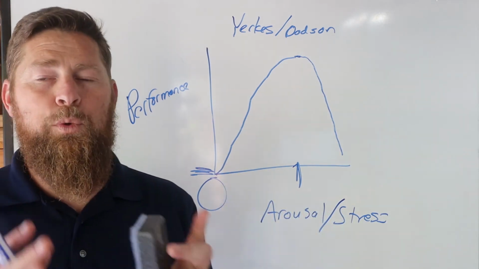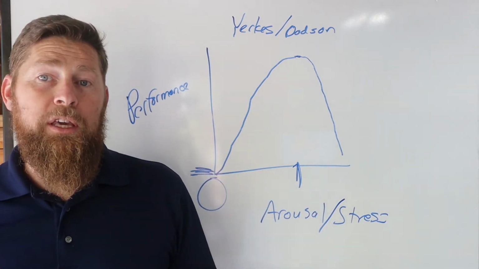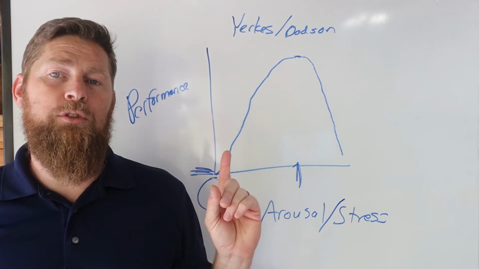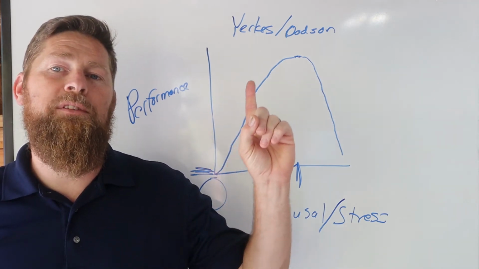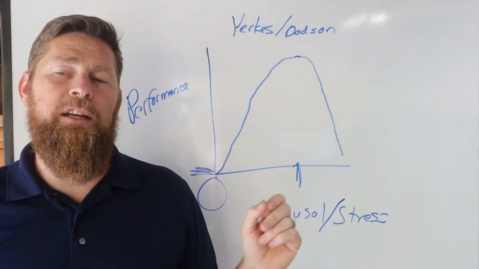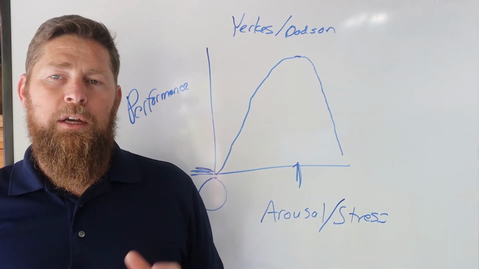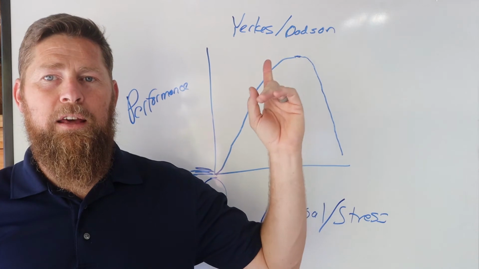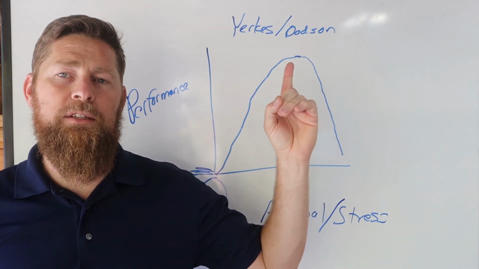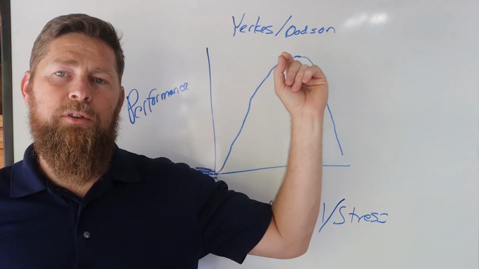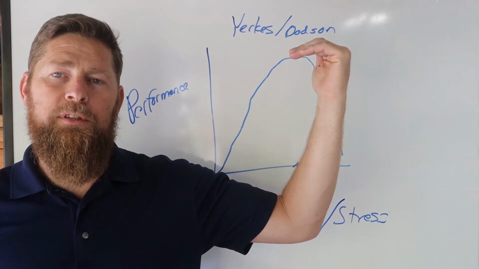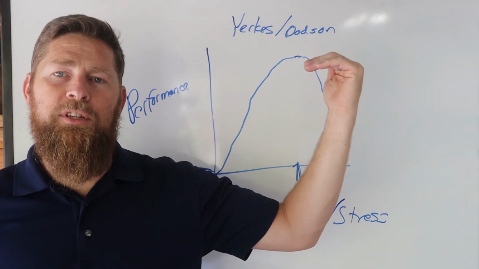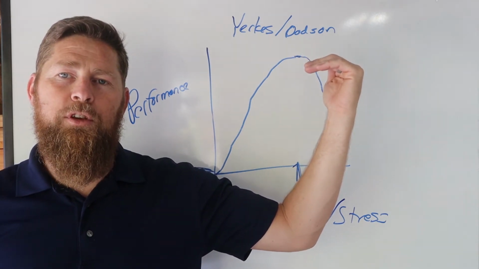This relationship between stress and performance, the Yerkes-Dodson curve, is best described, instead of a linear relationship, as a curvilinear relationship. Something really good to remember. This is the zone that you want to be in, right there. You want to be in that zone because it's your optimal level of arousal and your optimal level of performance. Sometimes you want to be just here, just a little bit beyond it, so that you know you can go back.